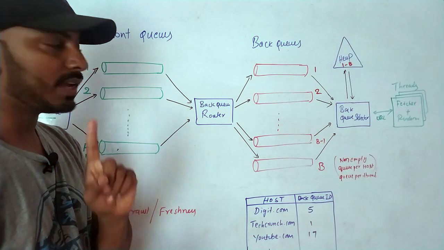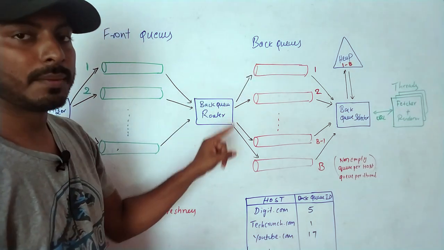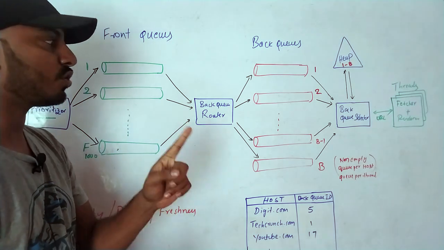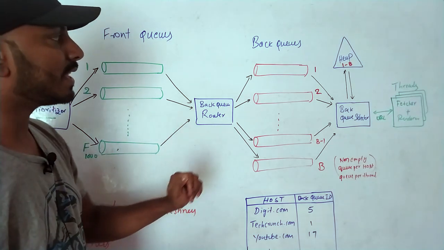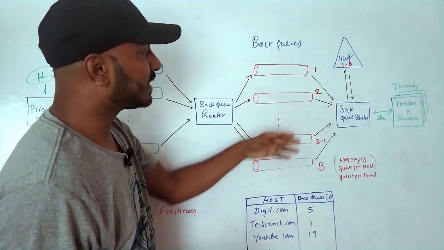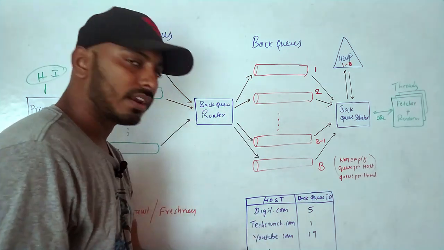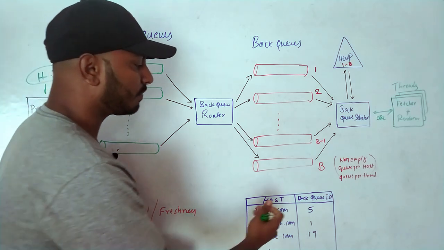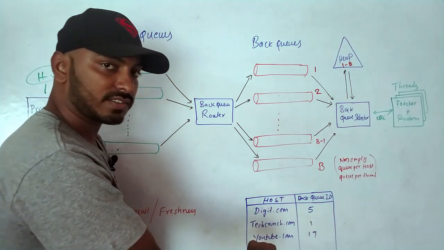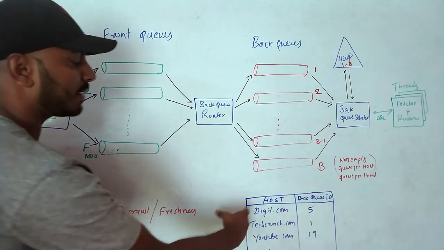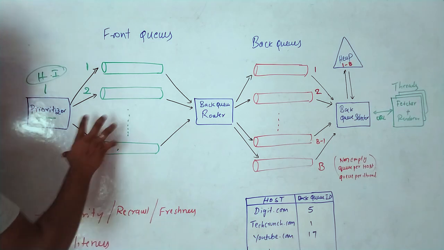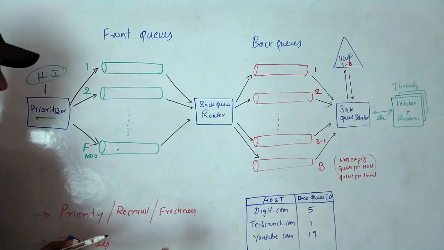Here, one important thing is a queue will be designated to one and only one host, one and only one website. That means we can't have the queue named after a website. Instead, we have the queue number, and in the table we map those queue numbers to the host name. This mapping of host name to backQueue will keep on changing as and when we see a different set of URLs.